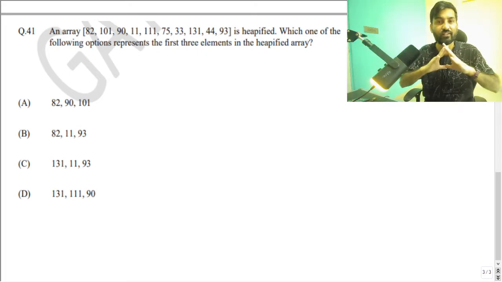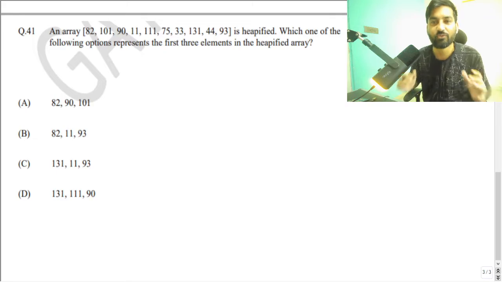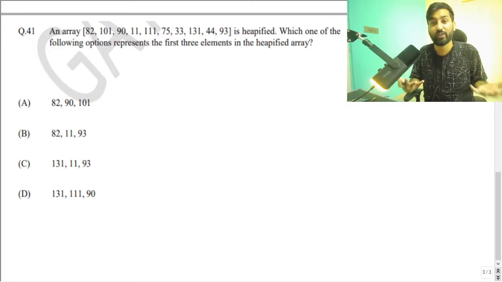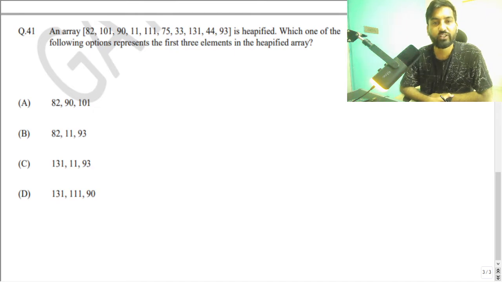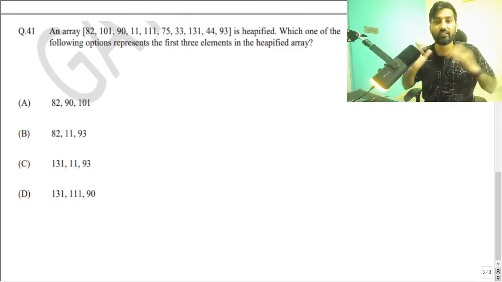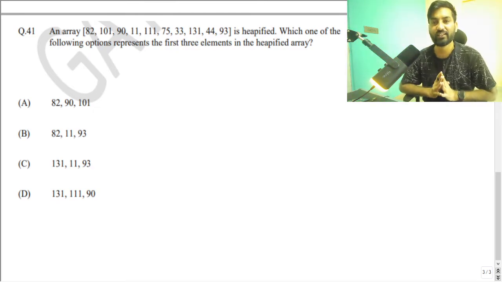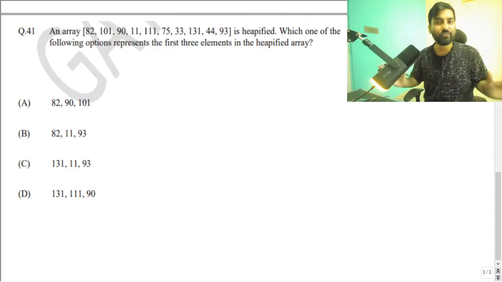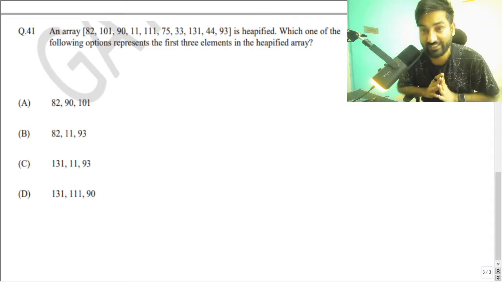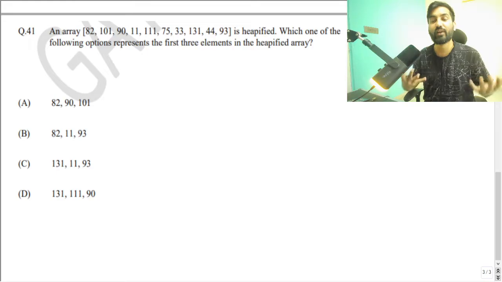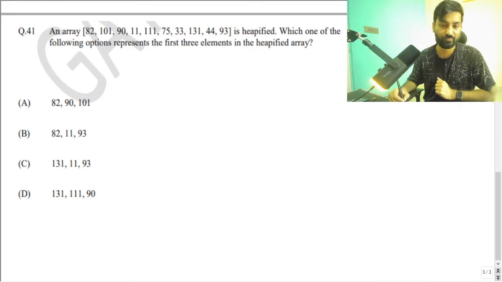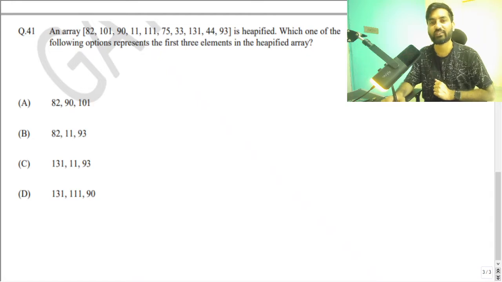Here they have not mentioned whether you have to get a max heap or a min heap, right? So which one of the following options represents the first 3 elements in the heapified array? So by default our assumption is going to be max heap. Okay, and what is the meaning of max heap? I believe many of you understand what the meaning of max heap is.